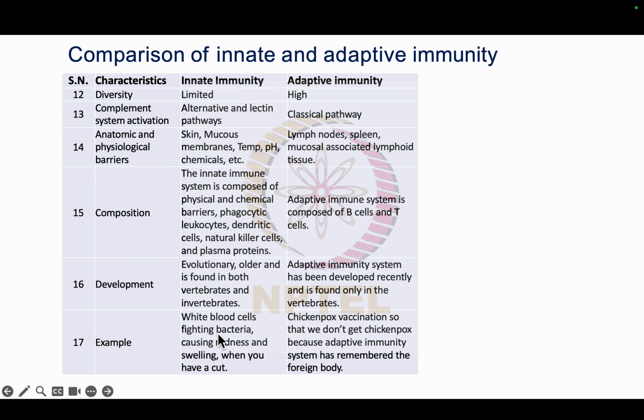Example: WBCs fighting bacteria, causing redness and swelling when you have a cut. Chickenpox vaccination: you won't get chickenpox disease because there is generation of adaptive immunity, and they are going to generate memory cells which will remember the foreign body in a future infection.